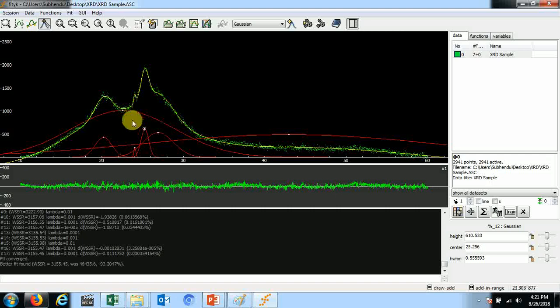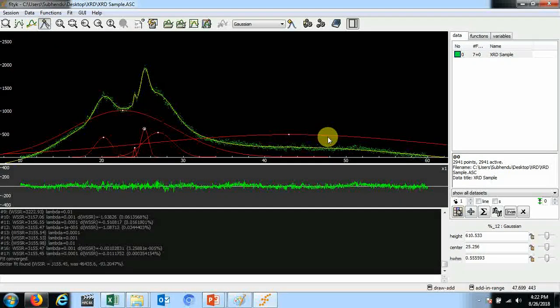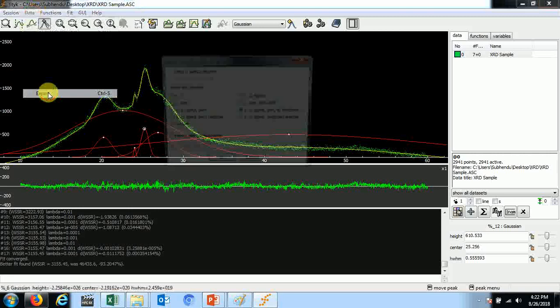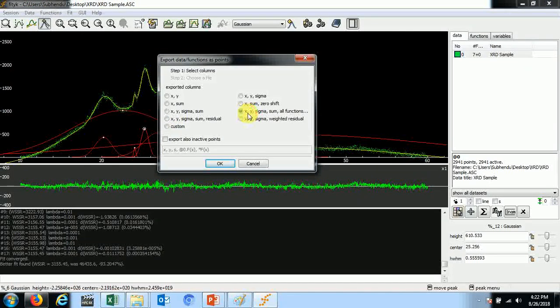and we have to assign each and every deconvoluted peak as either crystalline or as amorphous halo. So this may be crystalline, this may be crystalline, this may be a crystalline domain. It may be amorphous halo, it also may be amorphous halo. Now let me export the data with all functions.